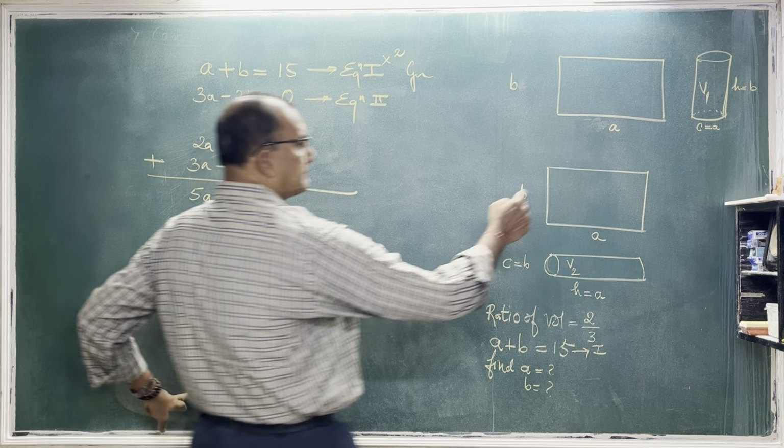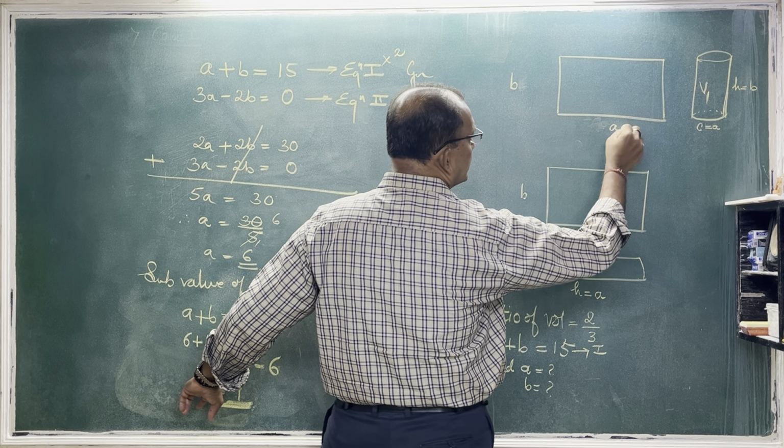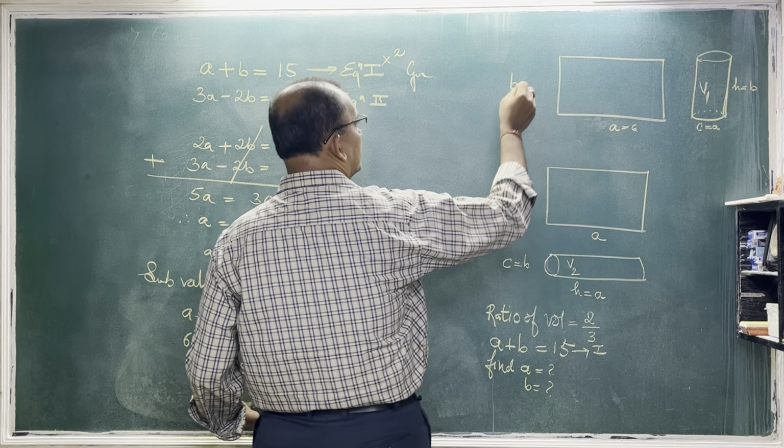That means this paper's dimension A is equal to how much? 6, and B part is 9.